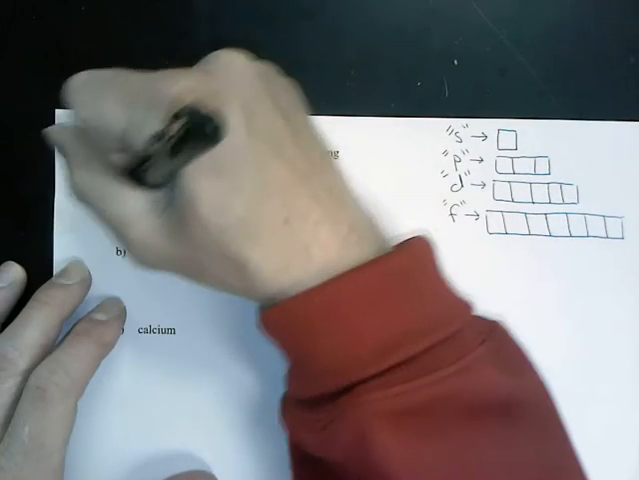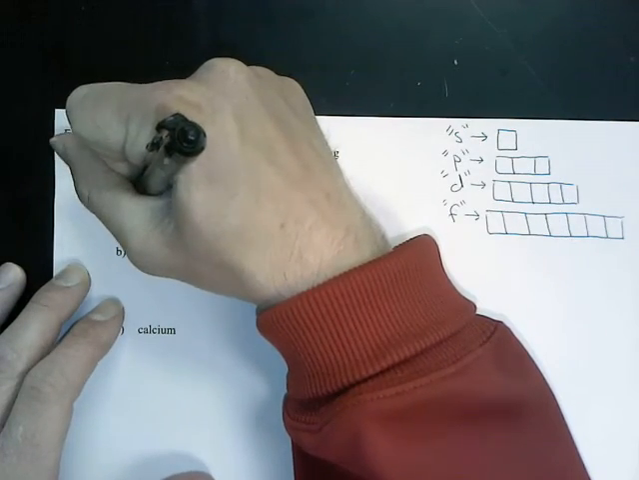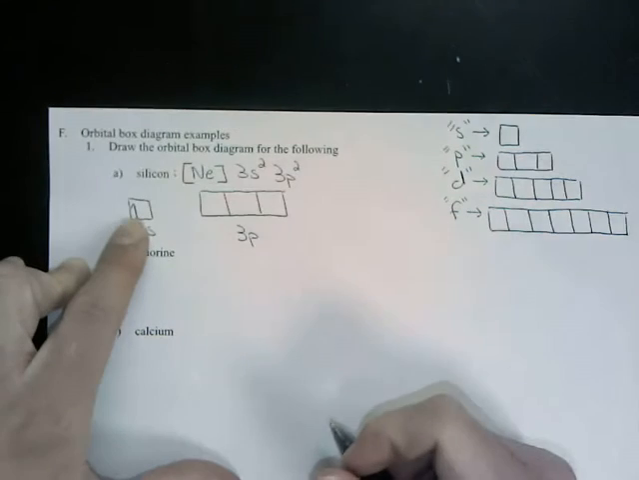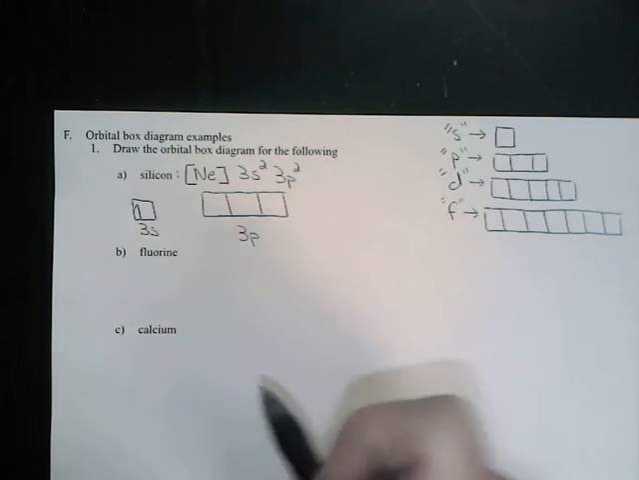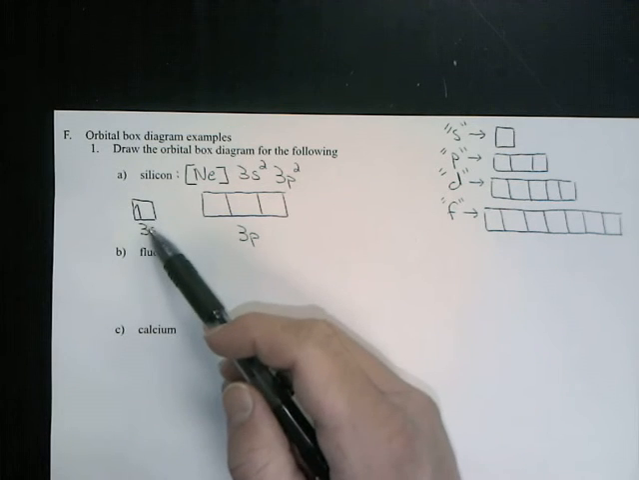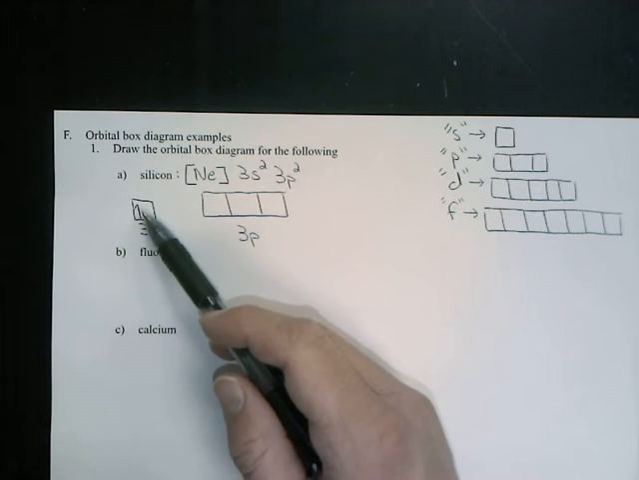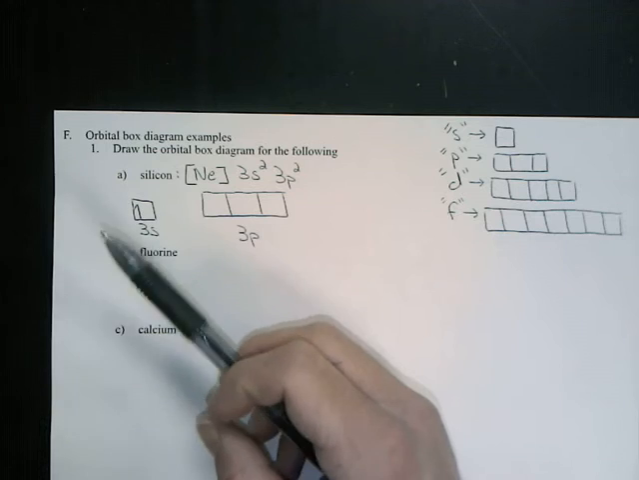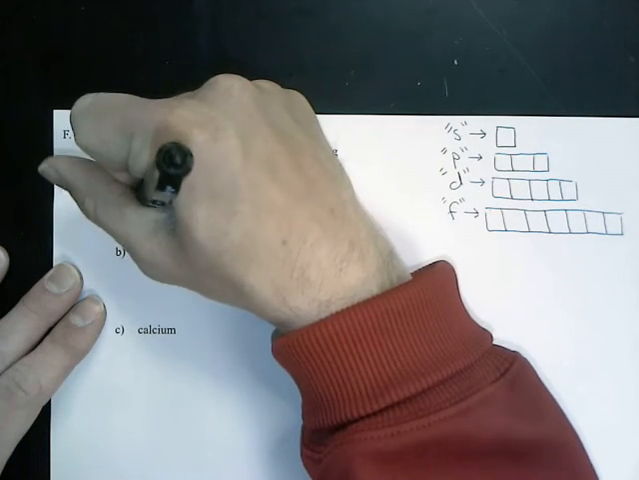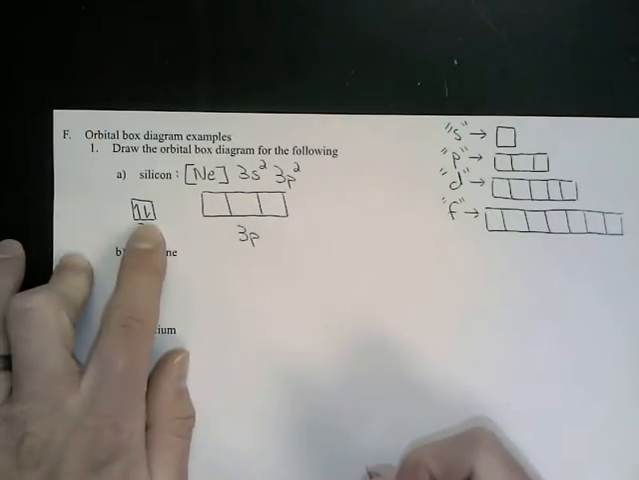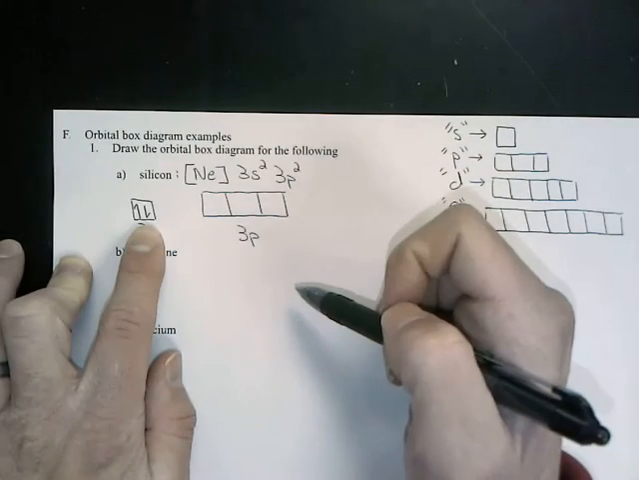So what we do, we represent the first electron as an up arrow, and then what Hund's rule says is, hey, each box in that subshell must have an electron, which it does, and then we apply the Pauli exclusion rule, which says, hey, they have to have opposite spins. So the second electron is represented by a down arrow.